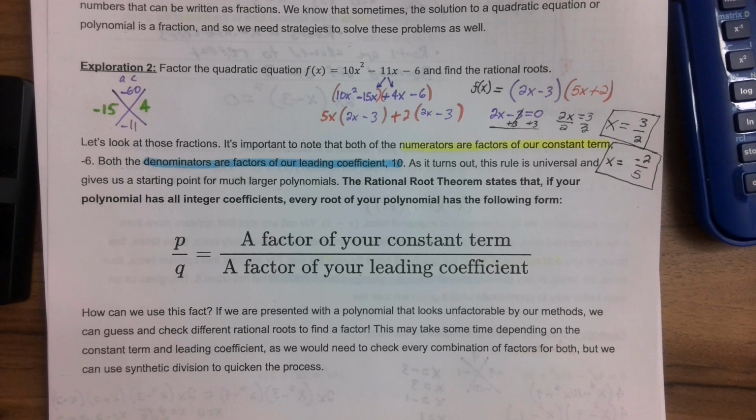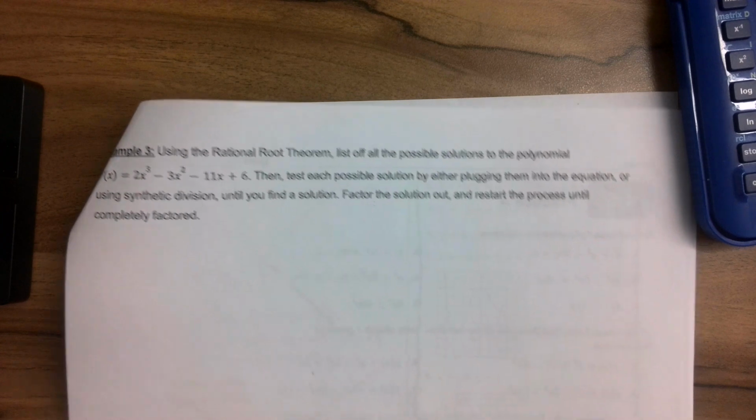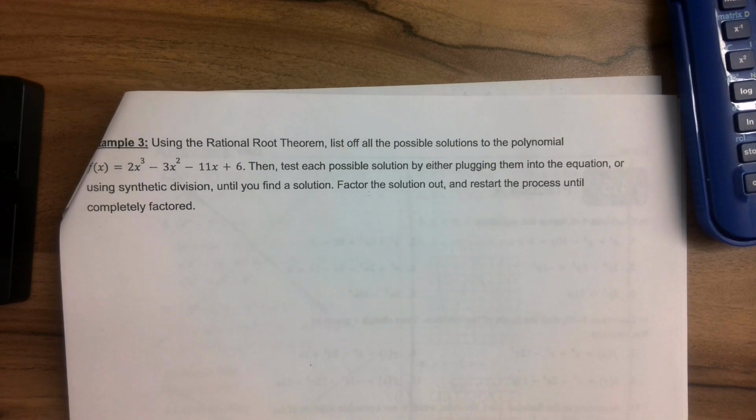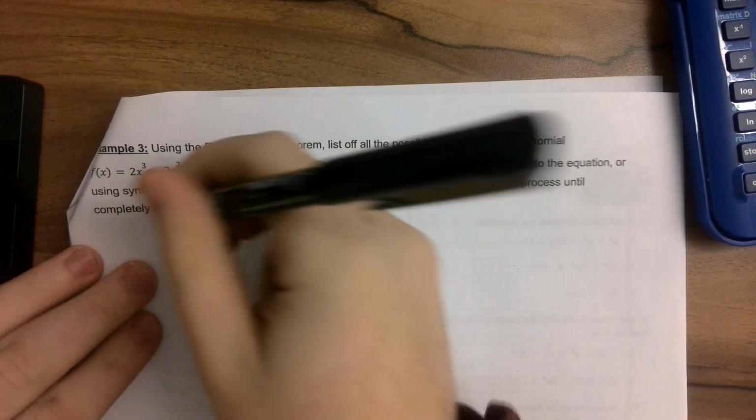The key here is what it's used for. If you see a polynomial that looks unfactorable, you can use this fact to try out all the different possible answers and see which ones are answers. Might take some time, but we can use synthetic division to quicken the process. So, using the rational root theorem, let's list off all the possible solutions to this polynomial.